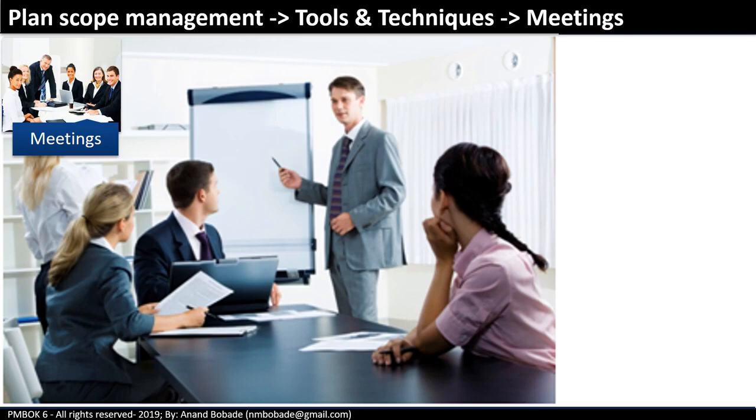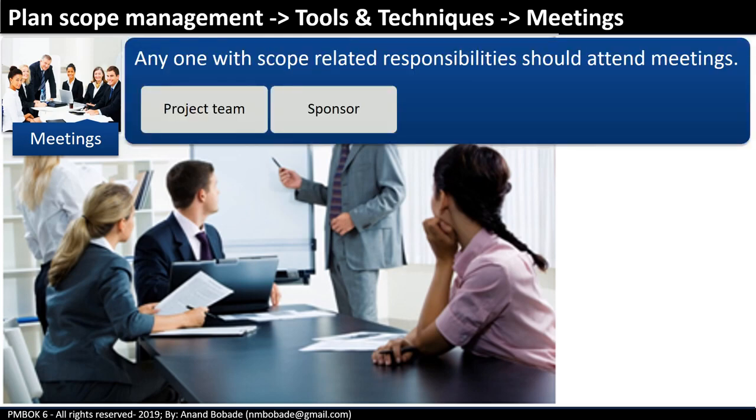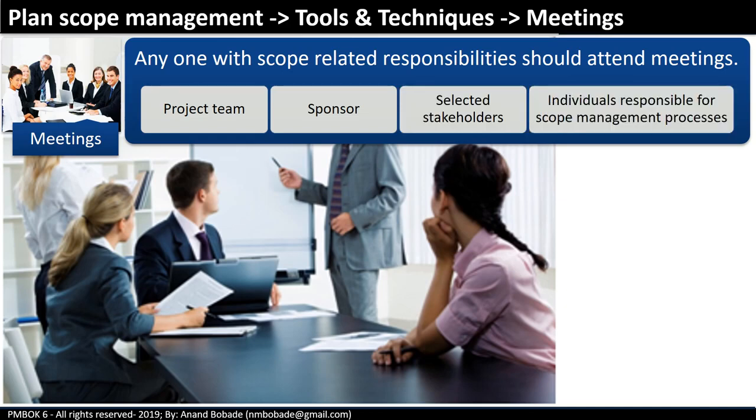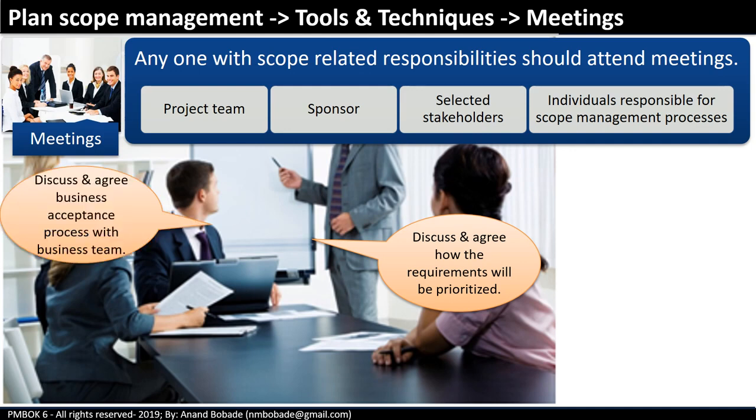Meetings. As explained earlier, the scoping exercise will involve many stakeholders and any decision-making process requires a meeting. The people that should be attending meetings besides the project team, of course, are the sponsor, selected stakeholders, and any other individuals who are responsible for scope management processes. Meetings may be conducted to discuss and agree on how the requirements will be prioritized, or to discuss and agree on the business acceptance process with the business team.